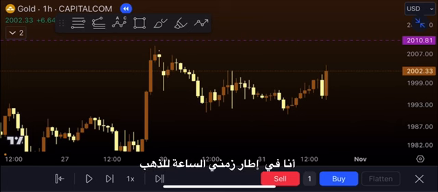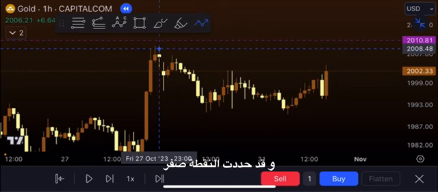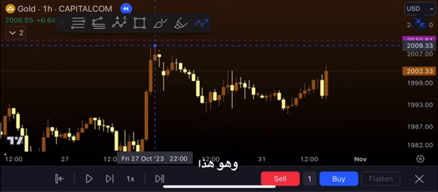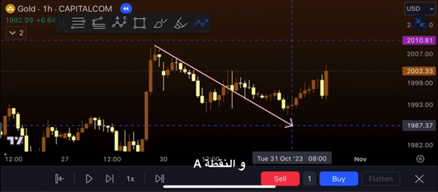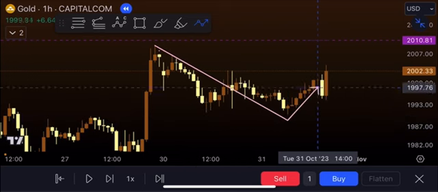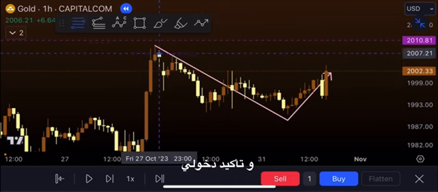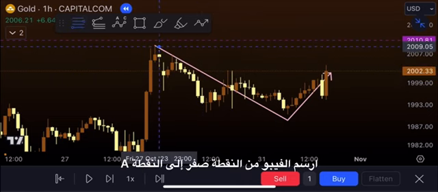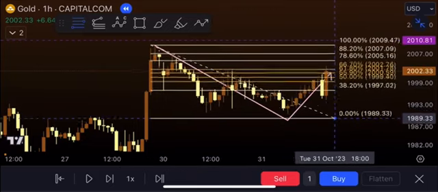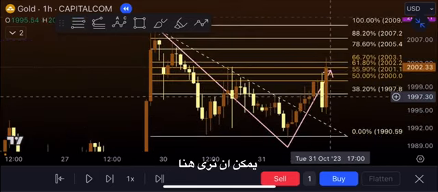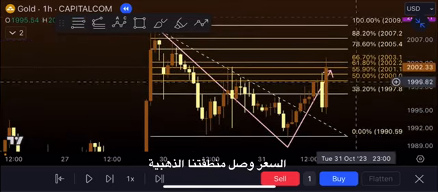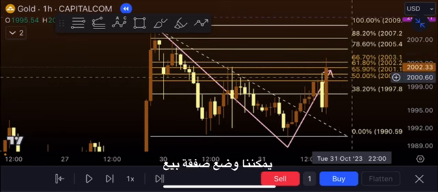I'm at gold 1 hour time frame, and I've identified my point 0, which is this one, and then my point A and my point B. And to confirm my entry, I've drawn FIBO from point 0 to A. And we can see here, price reached our golden zone, so we can place a sell trade.